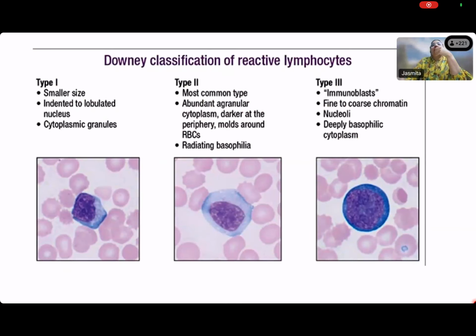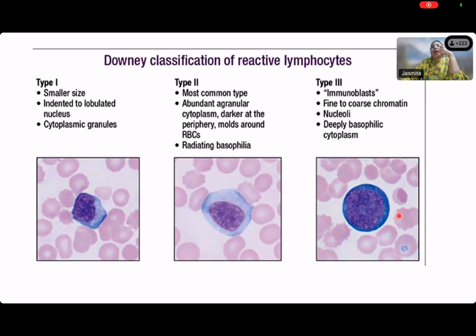In the lymphocytes, you may have reactive lymphocytes, which were classically described by Downey into these three types. Type 1 has a relatively smaller sized nucleus, and instead of being round, it now shows indentations, and the cytoplasm may have granules. Type 2 is another one that is common, with abundant agranular cytoplasm. The cytoplasm appears slightly dark at the periphery, and it has a tendency to hug the RBC. So the cytoplasm is trying to go between these two RBCs. That is a feature of the reactive lymphocyte.